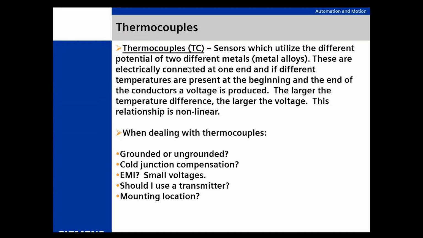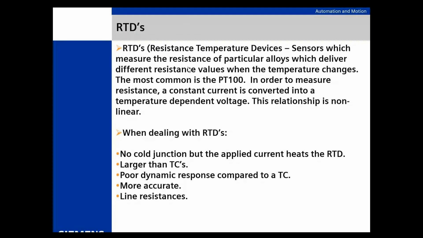All right, RTDs. There again, when dealing with RTDs, I don't have to worry about the cold junction compensation, but poor dynamic response. What does that mean? Well, it's a little slower. I've got to deal with the line resistance, but it is more accurate. So do I use an RTD or a thermocouple? Again, this is when you need to sit down and decide pros and cons, what's best, because the better signal you give the controller, the better it's going to control.